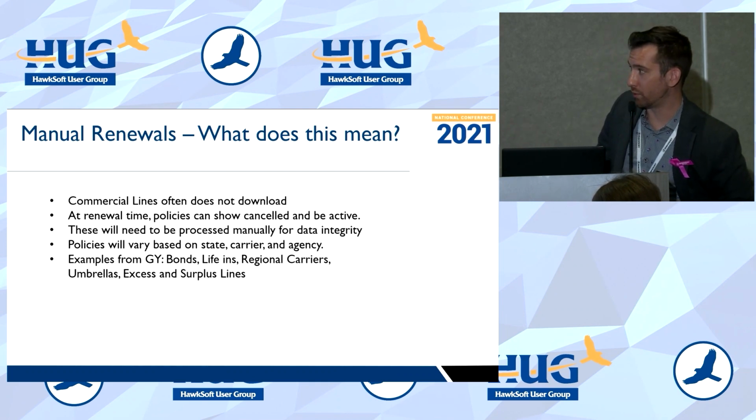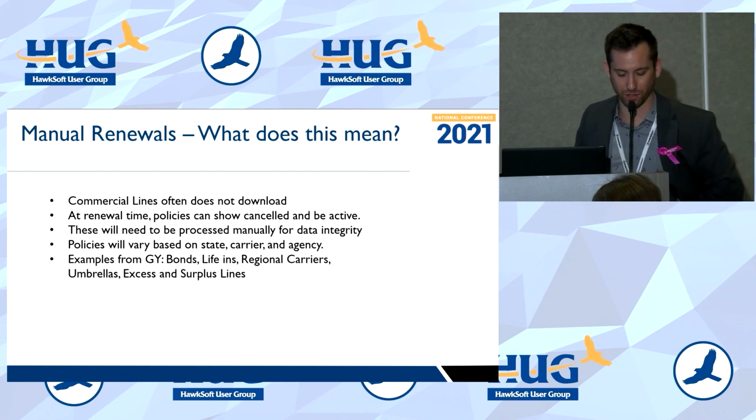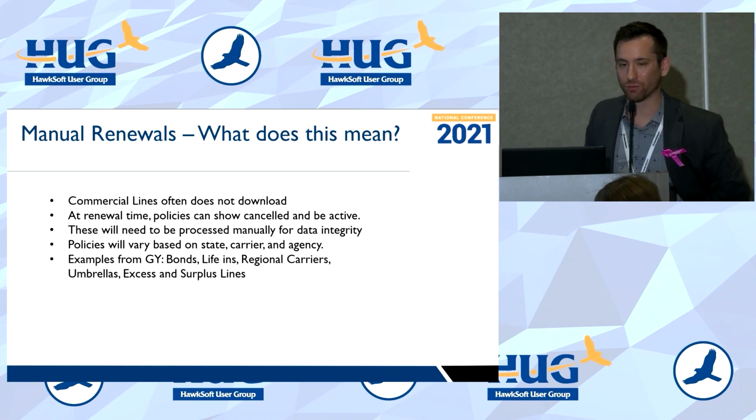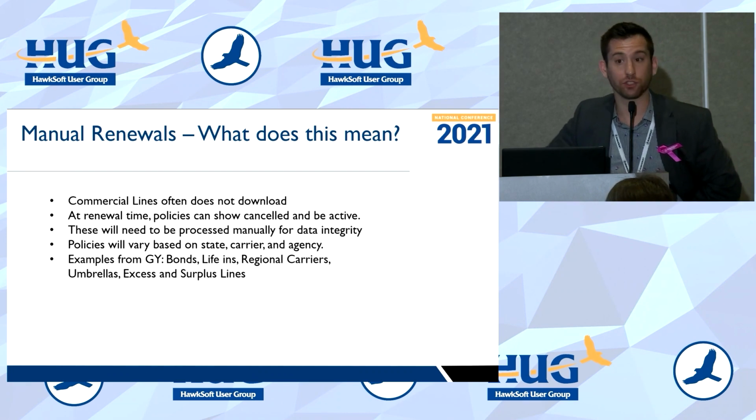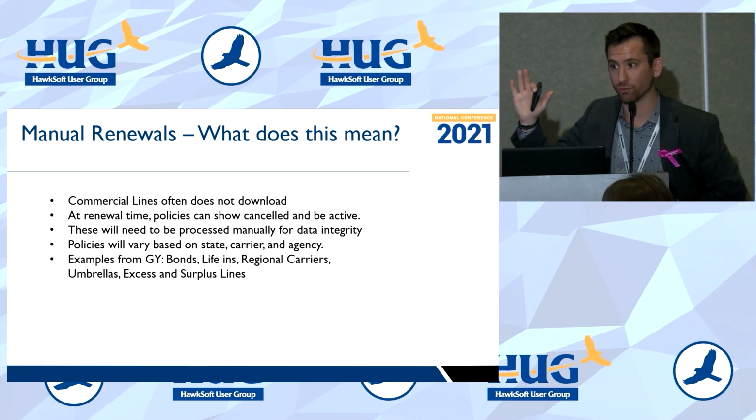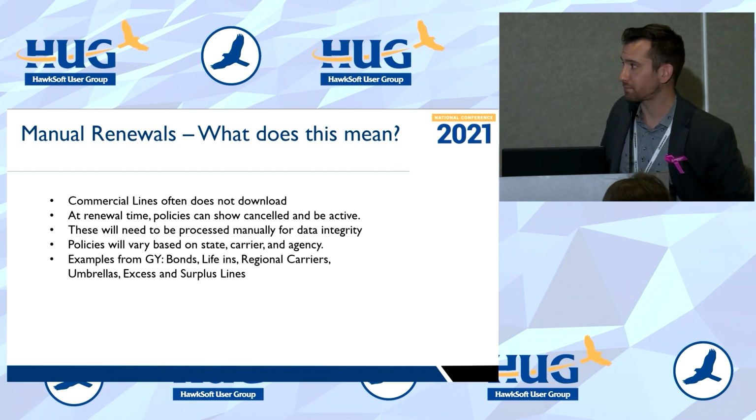So at Gem Young, we have bonding, life insurance. Some of our regional carriers, we have a company out of West Virginia called Municipal Mutual. They're fantastic. They absolutely crush it in West Virginia for us. But they're a really small super regional company, so they just don't have the infrastructure to download. And you guys probably have one of those in mind that's a real good niche for you. And a lot of the umbrellas and excess and surplus lines.